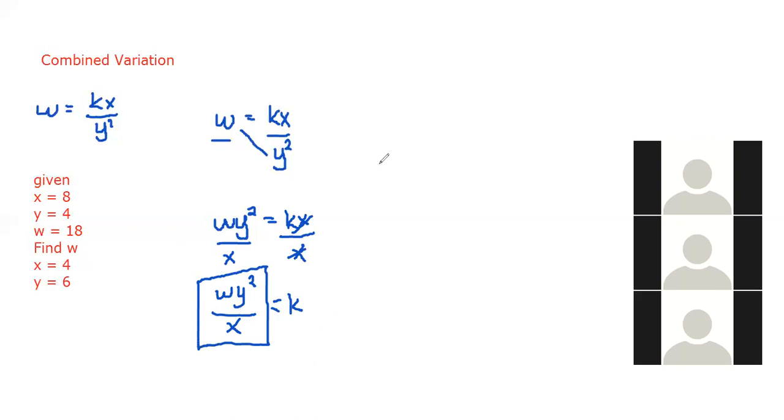Wy squared over x. Katulad kanina. Para hindi na tayo mag-2 solution. Di ba kanina, nag-2 solution tayo. Pwede naman yun. So, mas madali din natin makukuha. Nagawa na natin yung solution kanina. So, ito naman yung i-try natin. So, we have w sub 1. Dahil dalawang solution to, w sub 1 times y squared sub 1. Yung ibig sabihin ng sub 1, ibig sabihin, dito tayo kukuha sa given number 1.